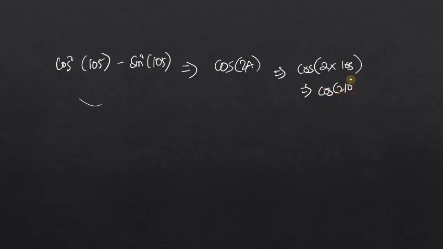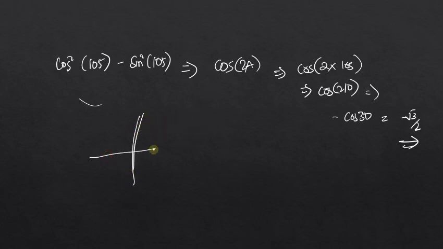cos of 210, which if you reduce, gives us negative cos 30, which is negative square root of 3 over 2. If you want to reduce this, you can just draw it. You can just draw it nicely.